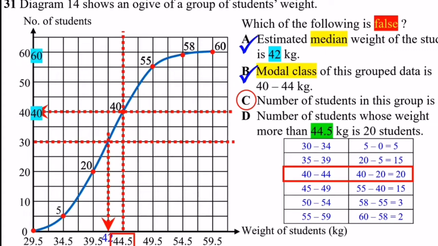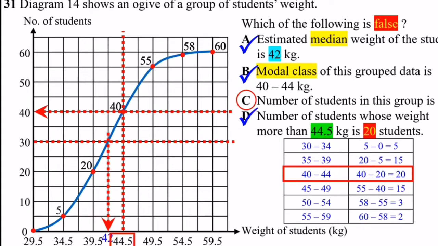So that is how you understand how to get 20 students. It's actually you take the 60 minus 40. Understand? So it doesn't mean that it's 40. It's actually more than. The keywords "more than" are very important. If they say less than, it's 40. But now it's more than. So be careful when you do mathematics because the words actually will determine the answer.